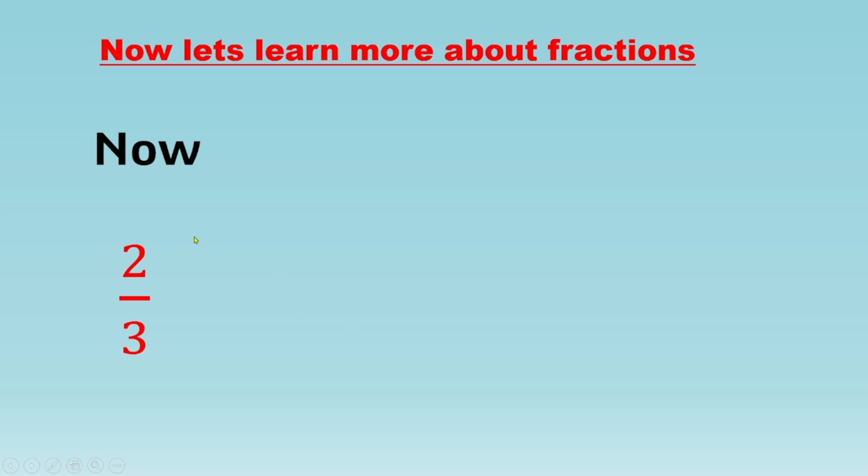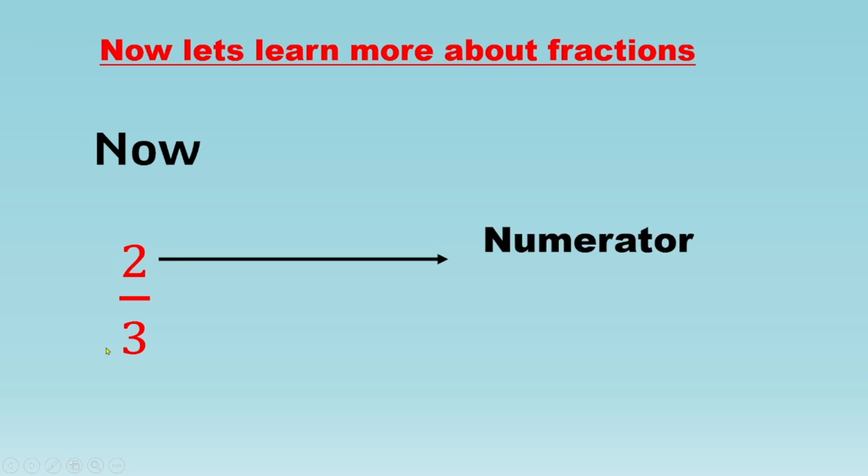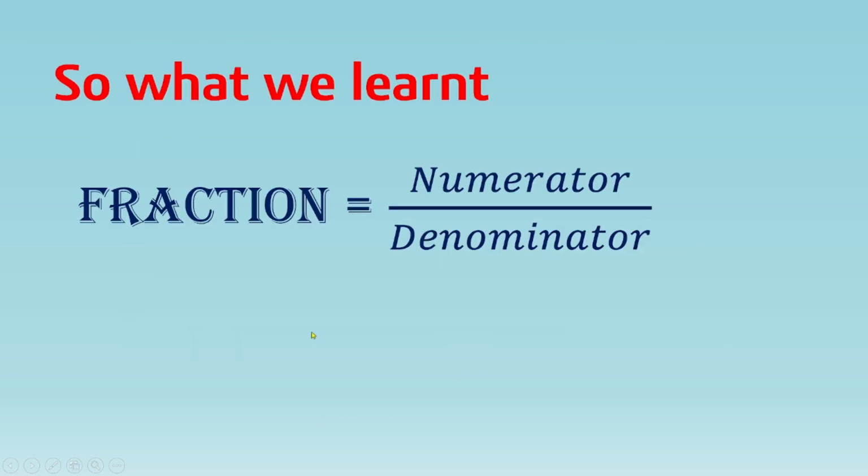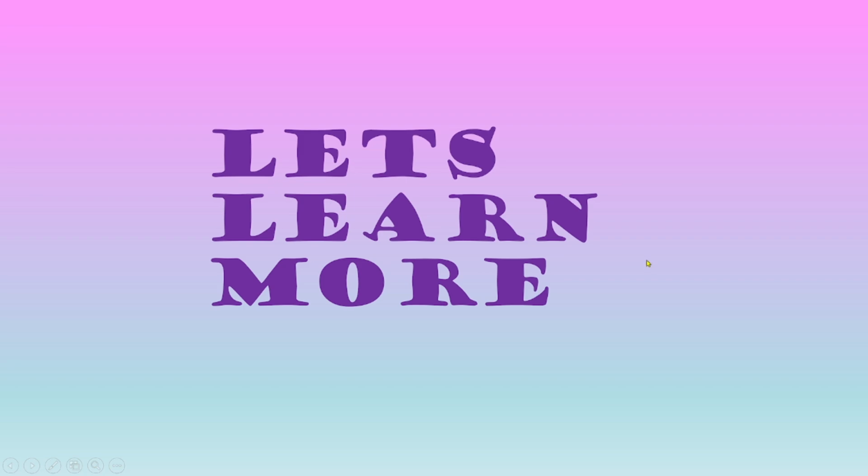Now, this is the fraction 2/3. This upper term is known as numerator and this lower term is known as denominator. Here 2 is the numerator and 3 is the denominator. What we learned? Fraction is nothing but numerator by denominator. Okay? Let's learn some more.